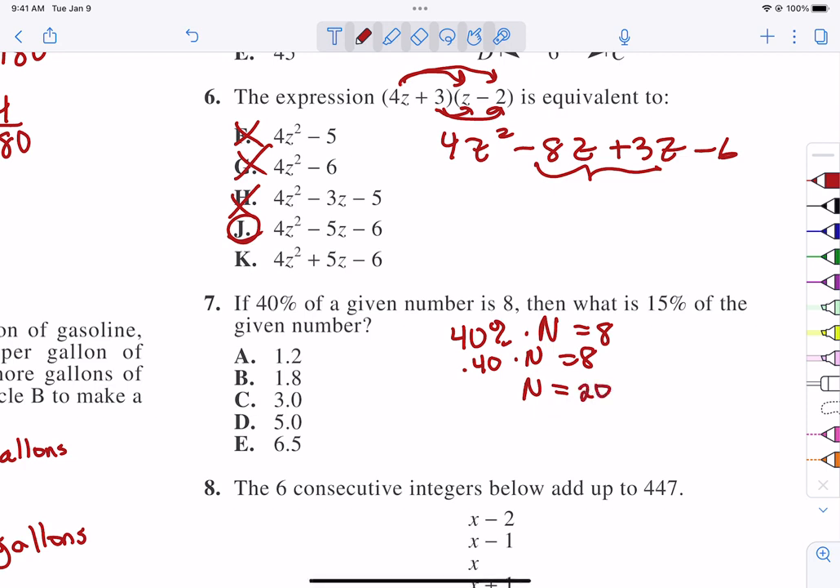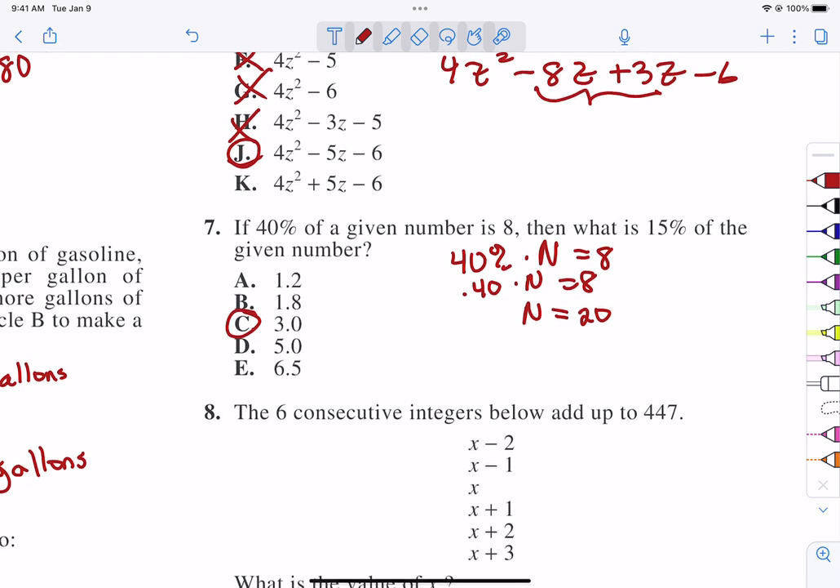Now, once you find that number, it says what is 15% of the given number? 15% of that is 3. The answer is C. Number 8, excuse me, the 6 consecutive integers below add up to 447.